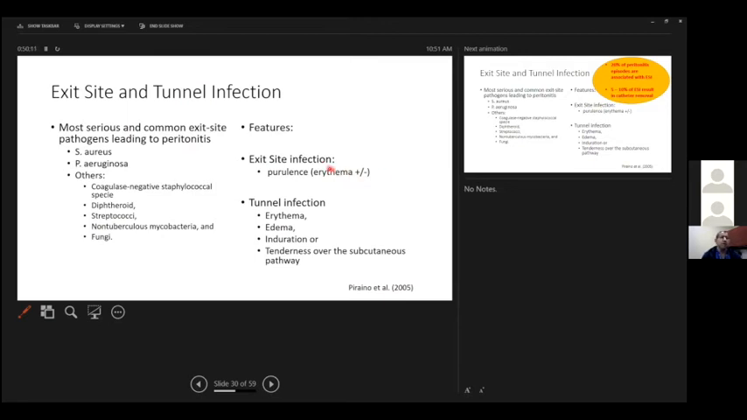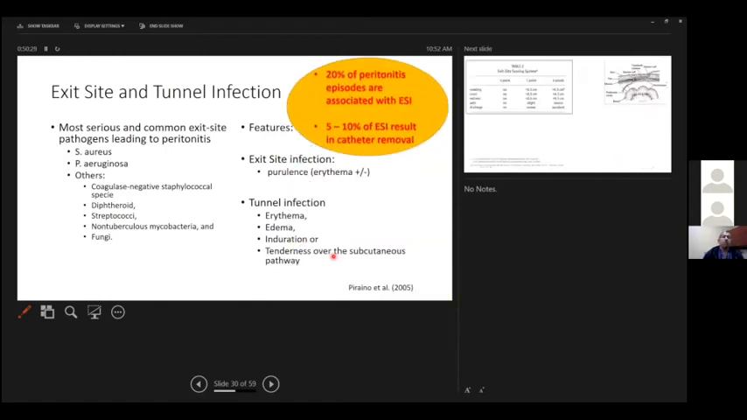In the exit site, the feature is purulence plus or minus redness. But in the tunnel, you can get erythema, edema, induration, or tenderness over the subcutaneous pathway. I'll show you multiple photos so you'll understand what I'm trying to tell you. Why is this important? Because 20% of peritonitis cases have preceding exit site infections. Out of all exit site infections, 5 to 10% will need a catheter removal. You really want to treat it.